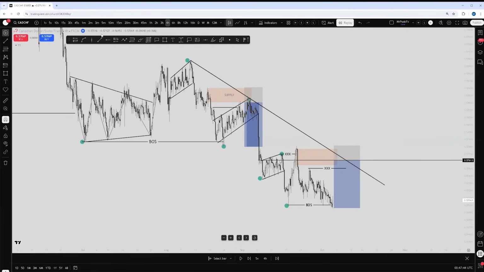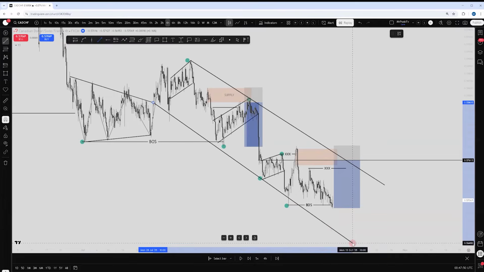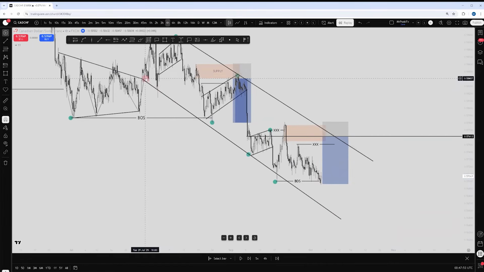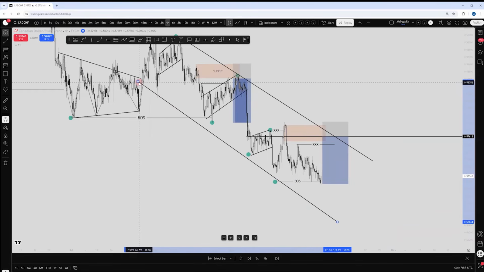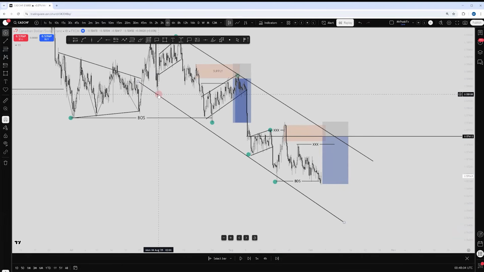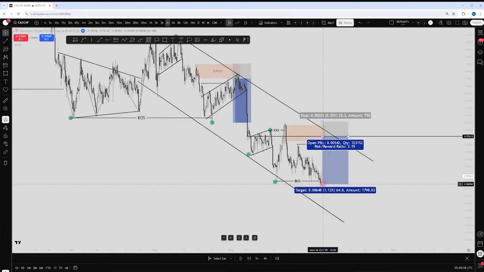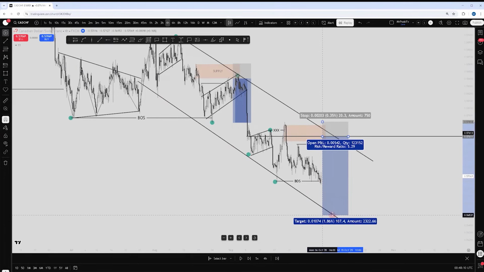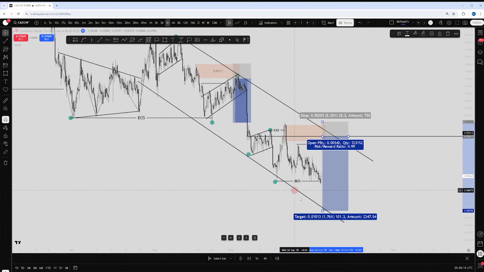And if I connect the dynamic supports down here, look at the support. We had this low here. So I connected this low, this low, and I drew it down here for my take profit. So this was where I wanted to take profit.